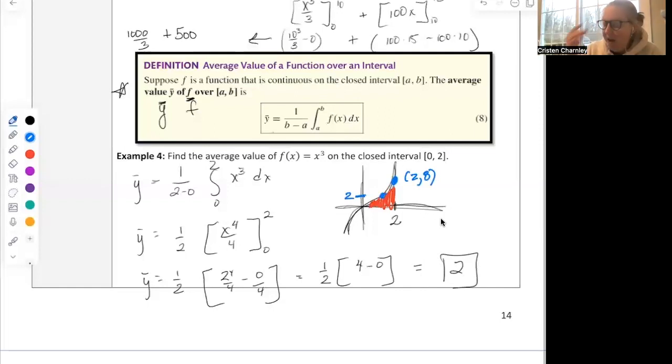Average value. B minus A would be the width. And if I know that this is the area, right, that's area under a curve, I could say that the area of this blue rectangle matches the area of the red shaded region under the curve, if you want a picture of what's going on. All right, keep going here.